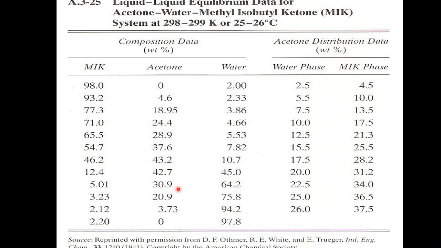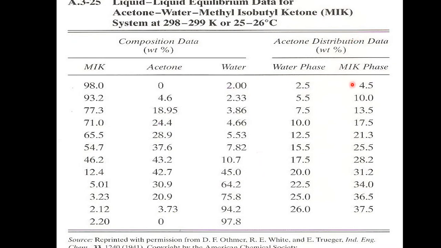Now, in that particular set of diagrams, you will be needing, for example, the liquid-liquid equilibrium data, in this case of the acetone, water, methyl isobutyl ketone system. So water is the B, acetone is the A, and MIK is your C. Your solvent is MIK. You have these two sets of data all written in one table. You have the acetone distribution in the water phase and in the MIK phase. I'd like to explain the water phase is the raffinate phase and the MIK phase, or the solvent phase, is the extract phase.